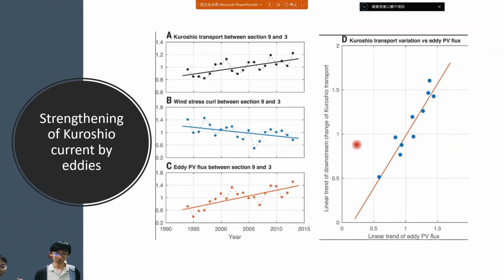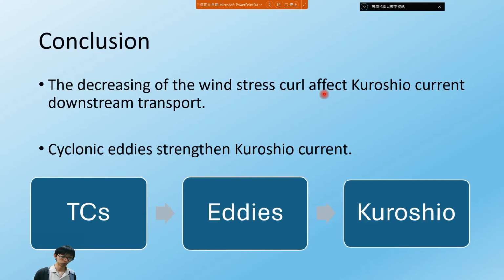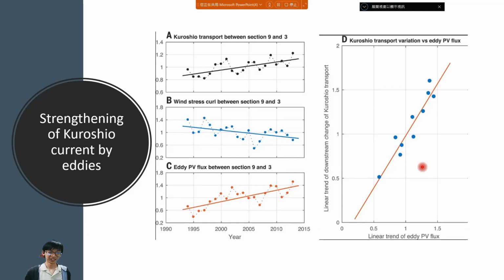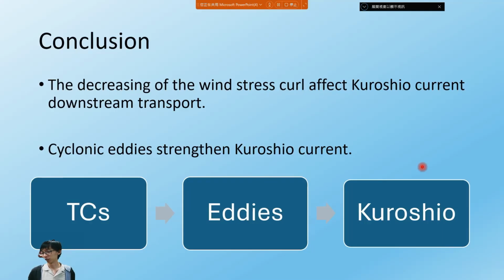You should spend more time on this figure, not the first part. Especially this one, this is a very straightforward result: there's a correlation between eddy PV flux and the Kuroshio transport. Although we don't know how they obtained this value, this is something that supports your conclusion. So you should say that clearly. Then based on that, you can reach your conclusion.